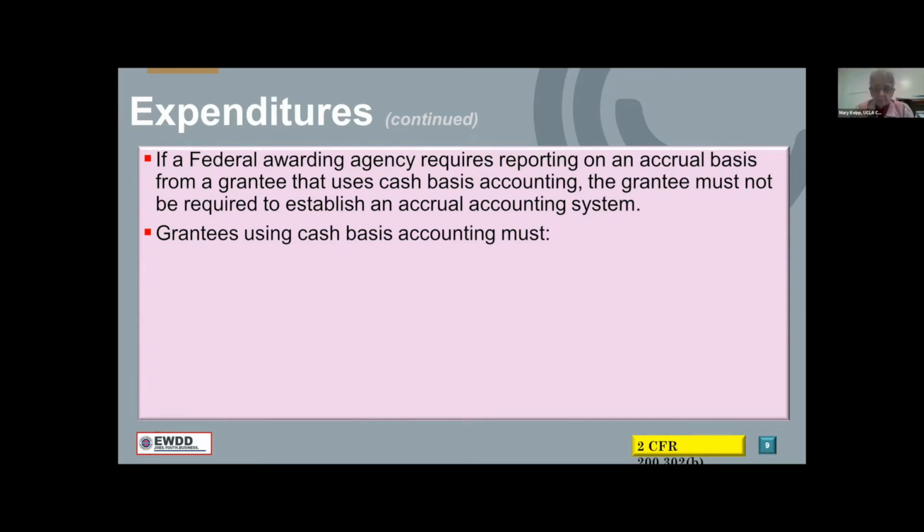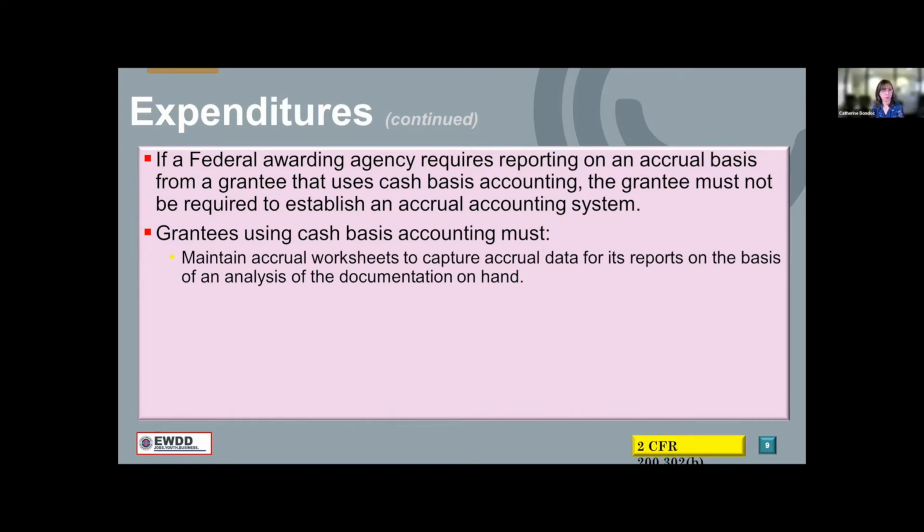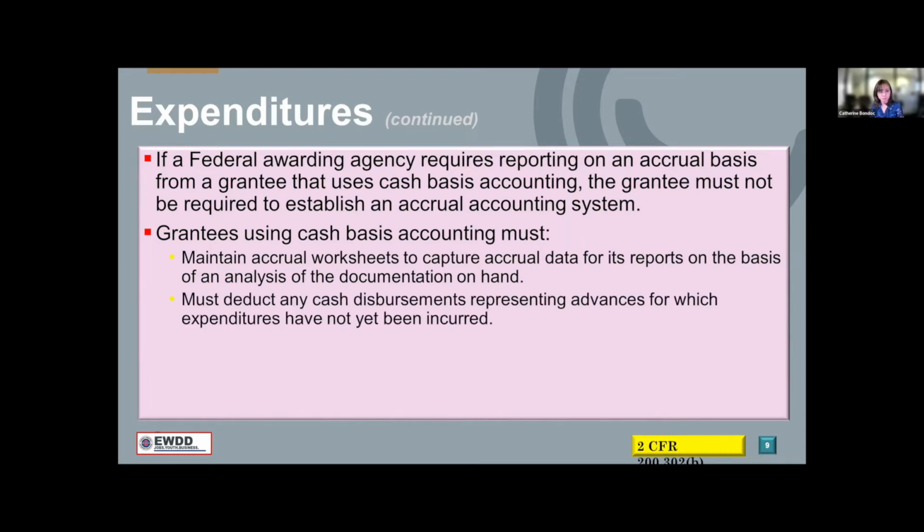Your accounting system can continue to be on cash basis. But if your accounting system can't accommodate it, what do you do? You must maintain supporting spreadsheets or schedules outside of the system so that you can still report on an accrual basis. They're not allowing you to report on cash basis. They're just saying, okay, then do something outside of your system is basically what they're saying, right? You must deduct any cash disbursements representing advances because an advance is not an expenditure yet.